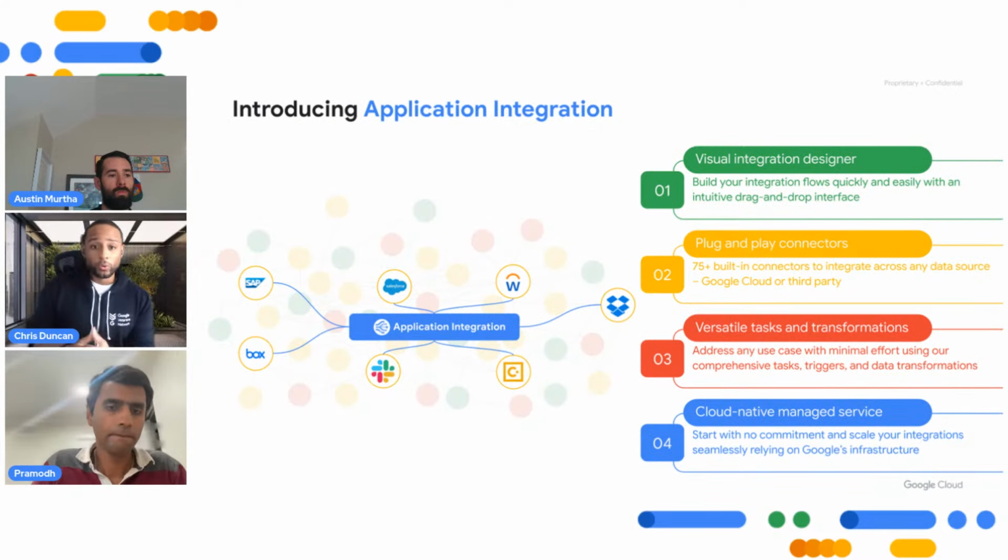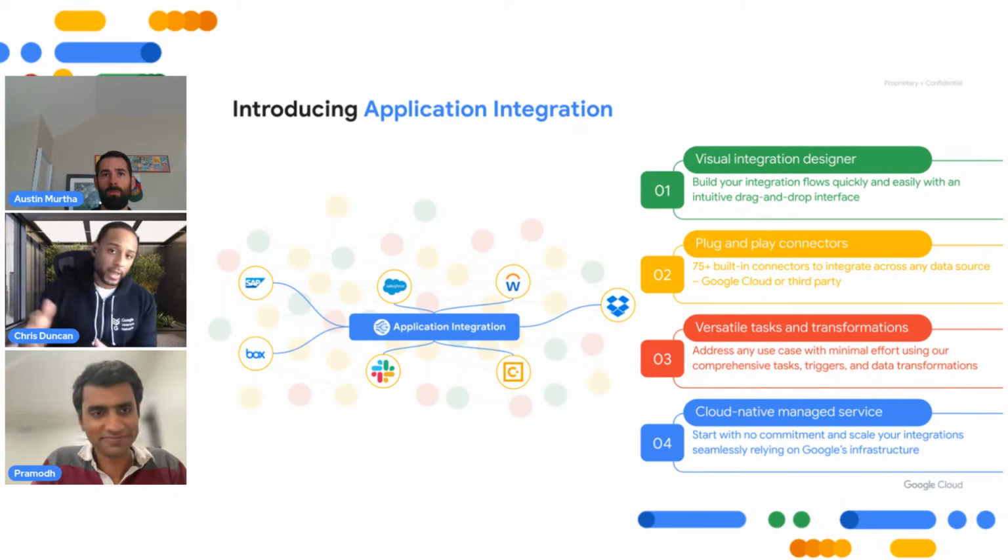So Google really decided to make our in-house integration capabilities available as a product for our customers. Just like a lot of the Google Cloud solutions that you're going to see, a lot of the things that we use in-house at Google, we wanted to productize and make available to our customers. Application integration is our iPaaS platform that we've made publicly available as of this past summer. There are 4 key talking points there. The key talking point number 1 is the visual integration designer.